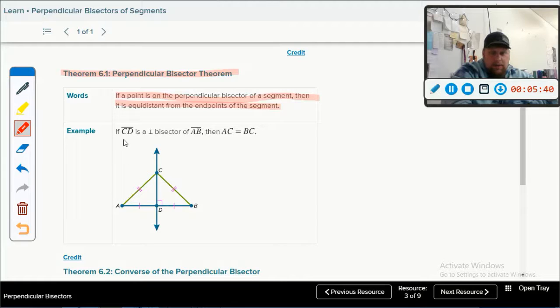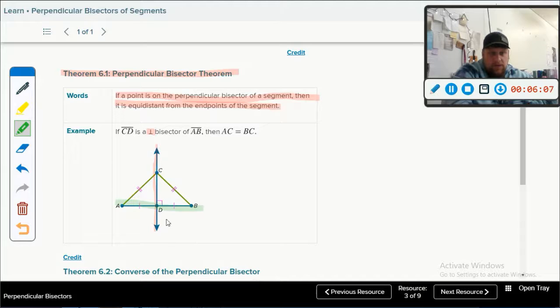And what is our example? Well, we look over here. We see if CD, that's that line, is a perpendicular bisector. This symbol right here means perpendicular. Okay? Is a perpendicular bisector of AB. So we have line CD, and it is a perpendicular bisector of AB. So it cuts. So we know that AD is congruent to DB.